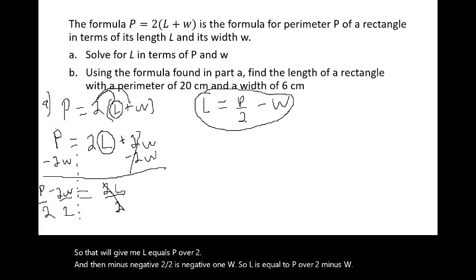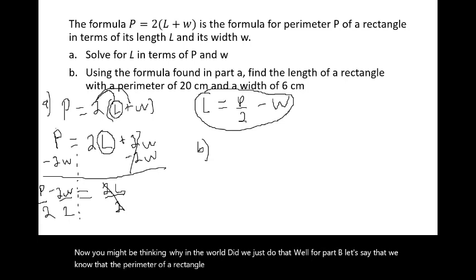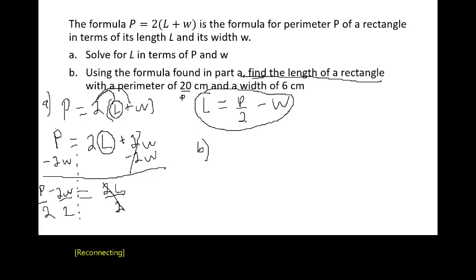Now you might be thinking, why in the world did we just do that? Well, for part B, let's say that we know that the perimeter of a rectangle is 20 centimeters and its width is 6 centimeters, and we want to find the length of the rectangle. So when we solved that formula for L, we got a formula for L in terms of P and W. So all you have to do to find the length of this rectangle is take this formula that we solved for L, plug 20 in for P, and 6 in for W.